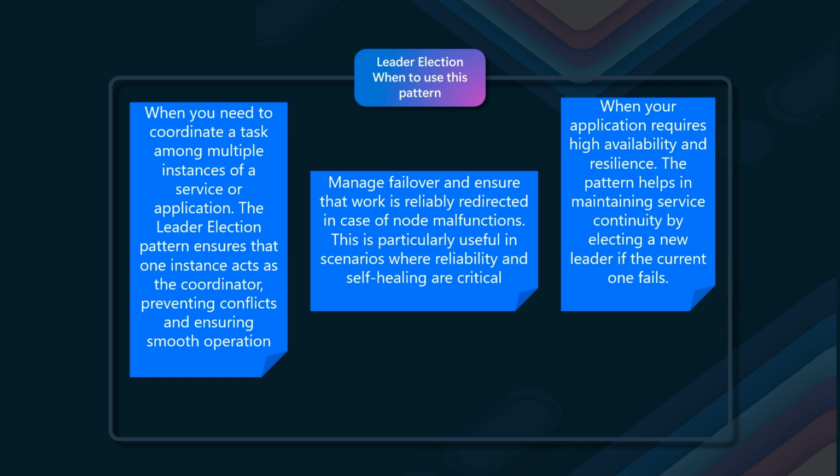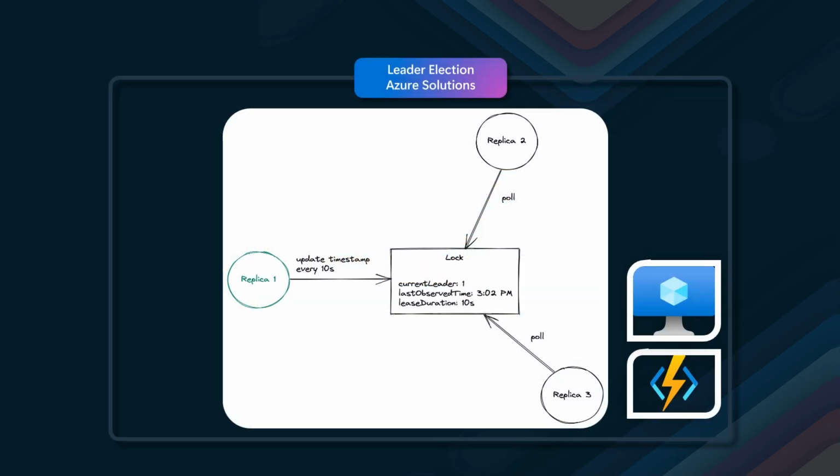By considering these scenarios, you can effectively use the leader election pattern to ensure reliable and efficient coordination in distributed systems, enhancing the overall resilience and scalability of your application. So, leader election is an essential pattern in distributed systems architecture. Leader election specifically using Azure solutions.